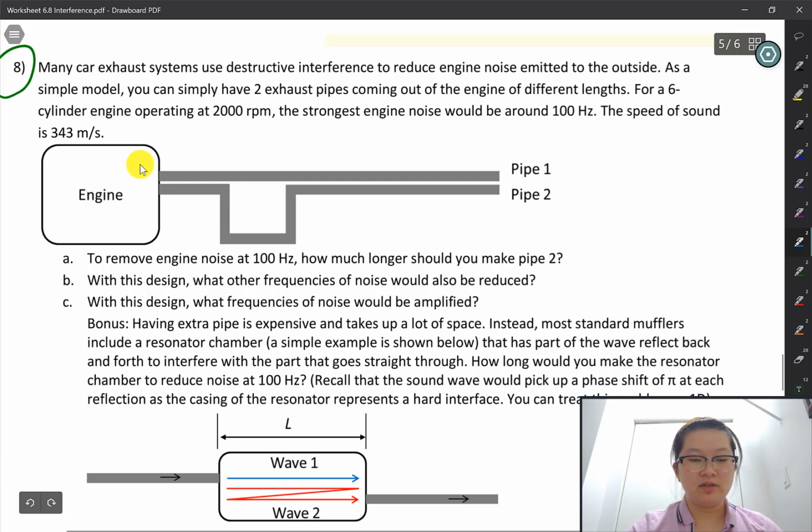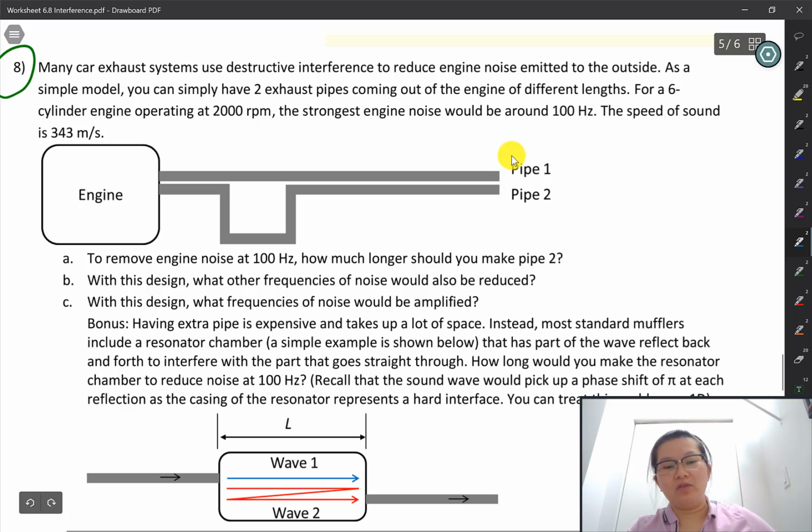So here we have the engine. It's going to emit some sound. It will go through pipe 1 and pipe 2 at the same time. When it exits pipe 1 and pipe 2, hopefully there will be no sound left because it's supposed to use destructive interference, meaning that the sound wave going through pipe 2 has to go through probably half a number of wavelengths more in order to cancel out the wave coming out of pipe 1.